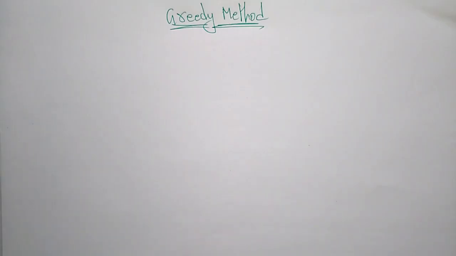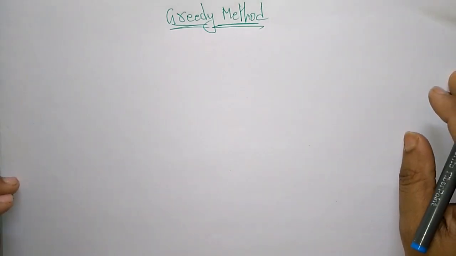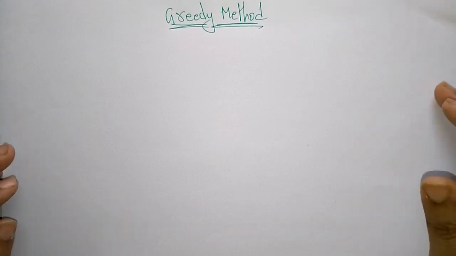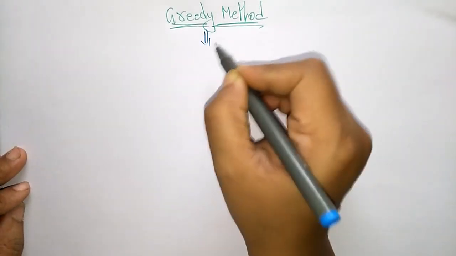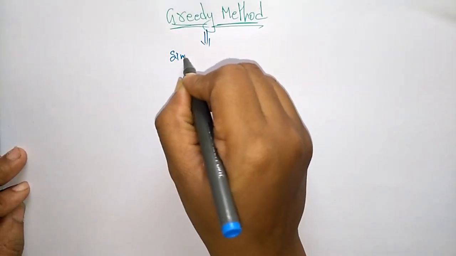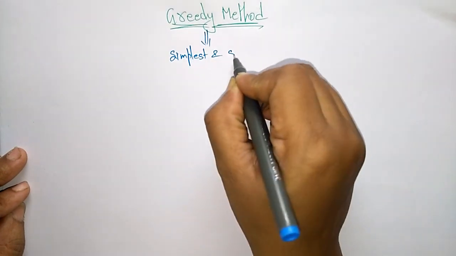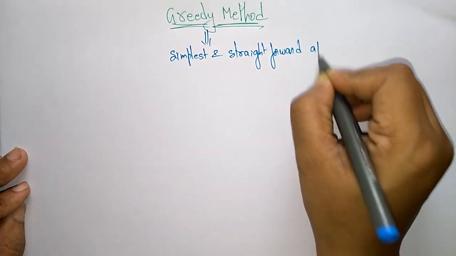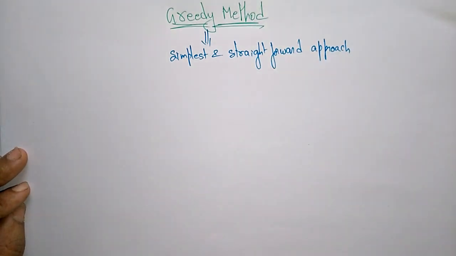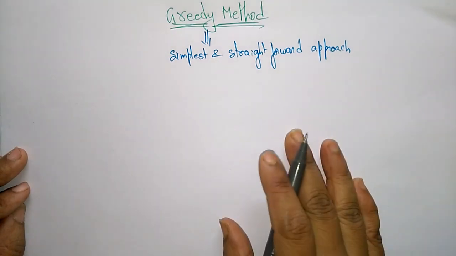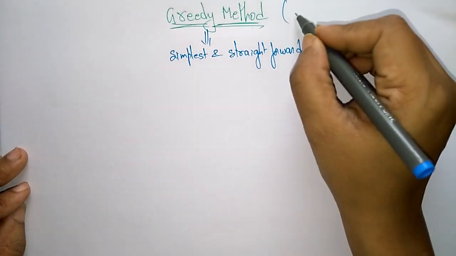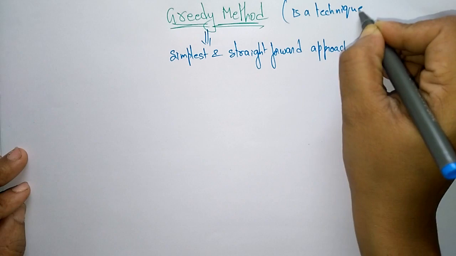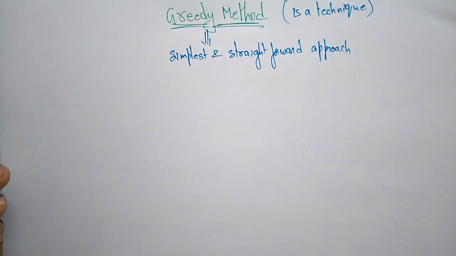Hi students, coming to the next topic, that is the greedy method. When compared to all the algorithm approaches we have discussed so far, the simplest and most straightforward approach is the greedy method. Actually, this is not an algorithm, it is just a technique. So greedy method is a technique. Rather than calling it an algorithm, it's better to call it a technique.